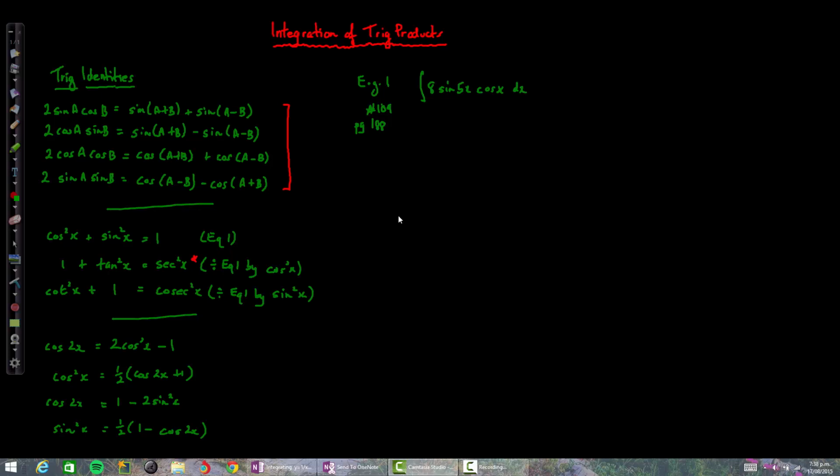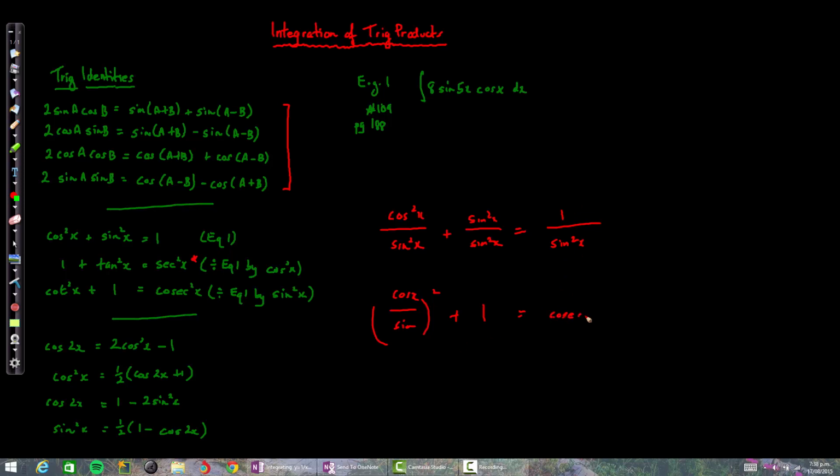So essentially, if I just put that over here, a little bit of explanation for that one, you end up with cosine squared over sine squared plus sine squared over itself equals 1 over sine squared, and this can be written as cos over sine all squared plus 1, and 1 over sine is equal to cosec, so this is cosec x all squared, or cosec squared x in other words.